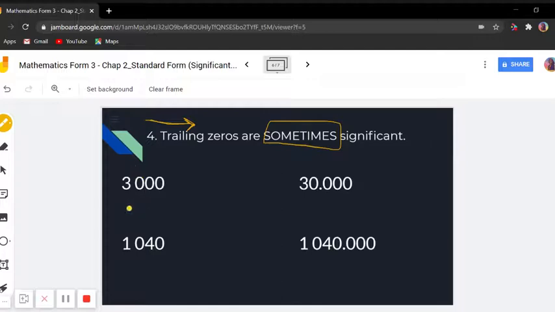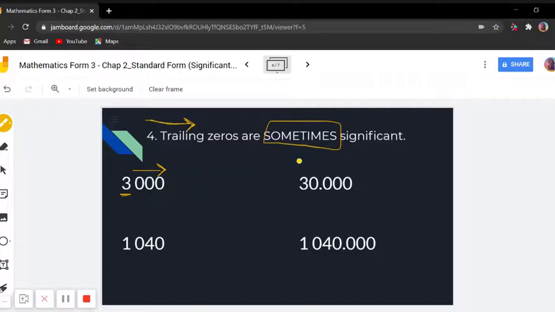All right, first example: 3000. So trailing zeros are sometimes significant. We take a look at the first non-zero number. The first non-zero number here is 3. So the 0s on the right side are considered as not significant because there is no decimal point. If there is a decimal point, they will become significant.